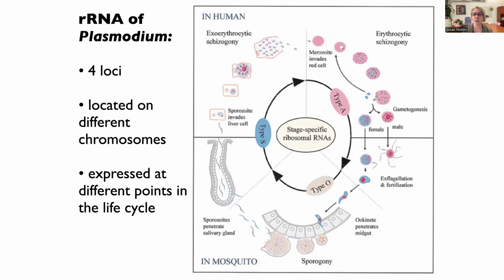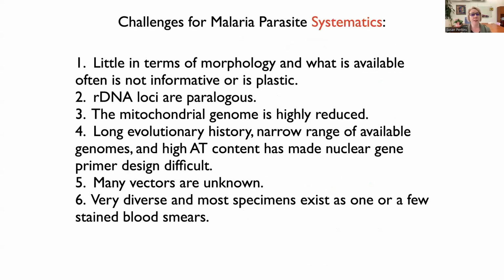And furthermore, the different loci get expressed at different points in the life cycle, and so they're under separate evolutionary trajectories. Okay, so ribosomal DNA was not useful.